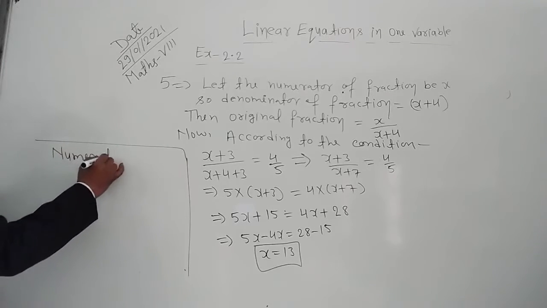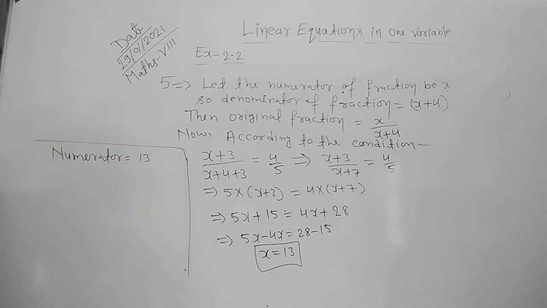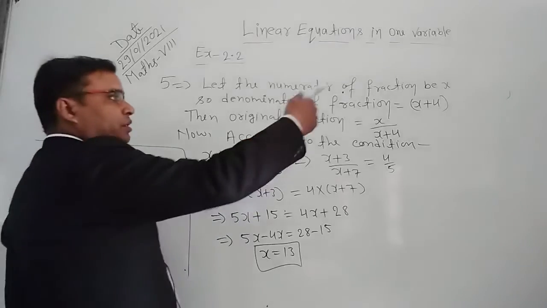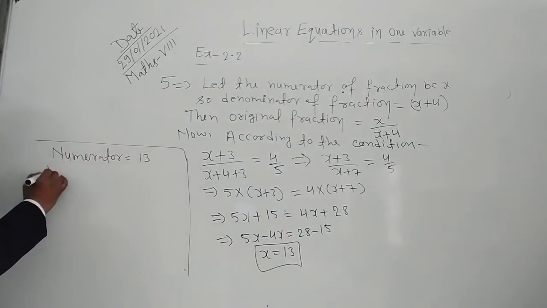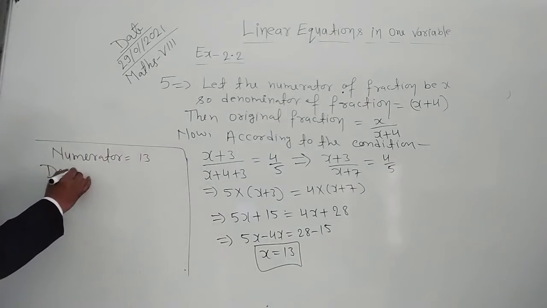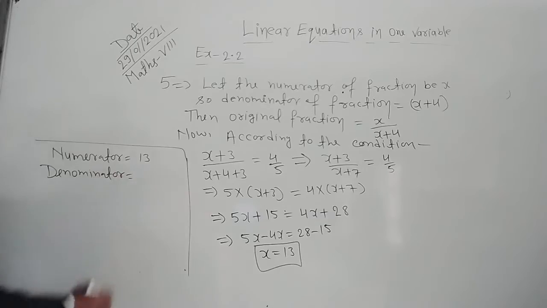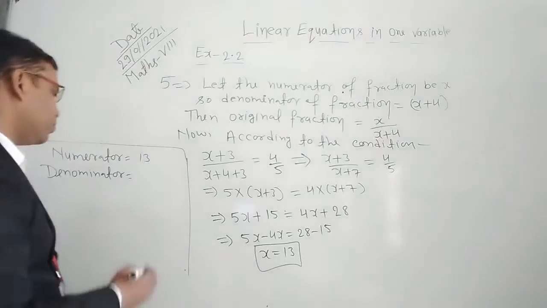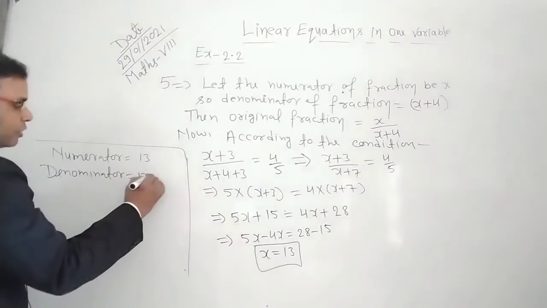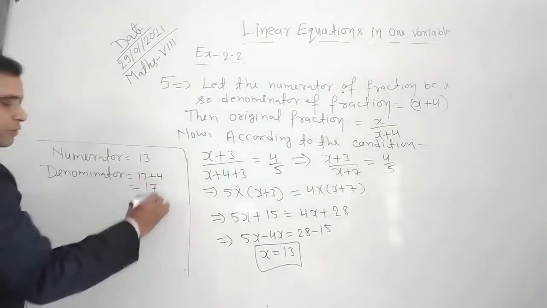Numerator is equal to what? 13, because we let numerator be x. So the value of x is 13. So numerator is equal to 13. And the denominator is equal to what? Here we let denominator be x plus 4. So x plus 4, the value of x is 13, plus 4. This is equal to 17.